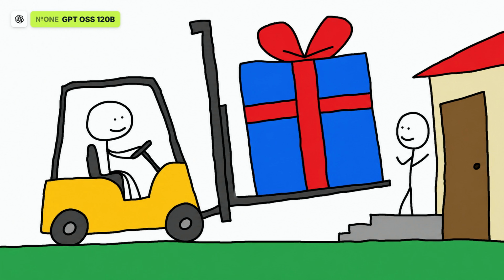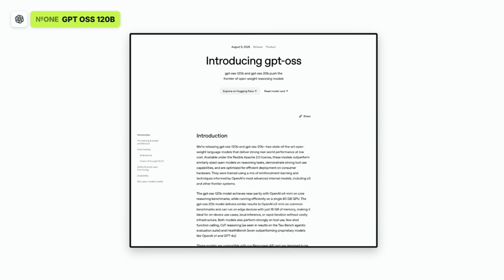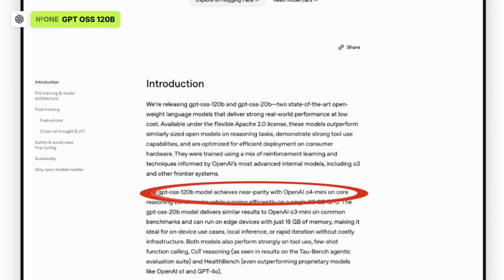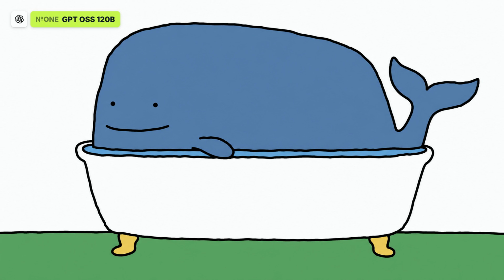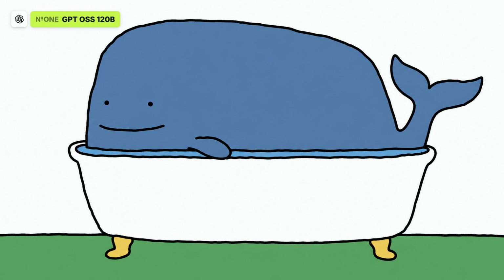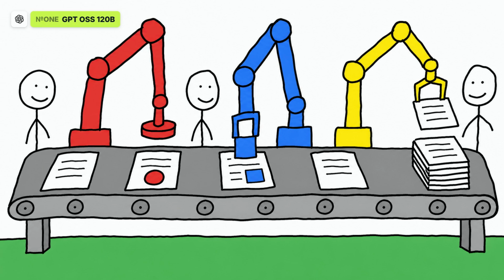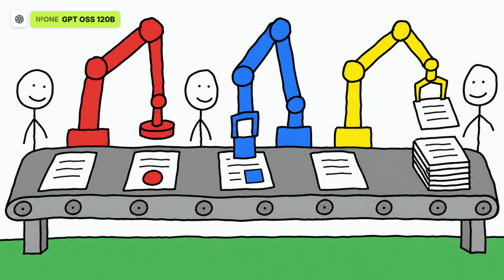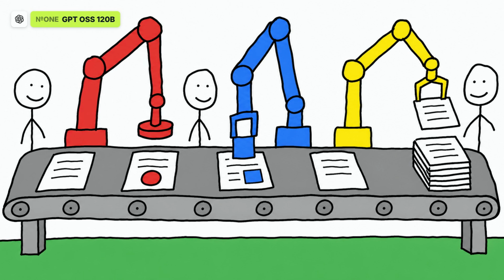In their own announcement, they claim this thing hits near parity with OpenAI O4 Mini on core reasoning, but it was built specifically so you can cram it onto a single 80 gigabyte GPU. It's designed as a backbone for agents that stay on the long job, which means developers are wiring it into local pipelines to review, fix, and write code end-to-end without needing a human to babysit it.